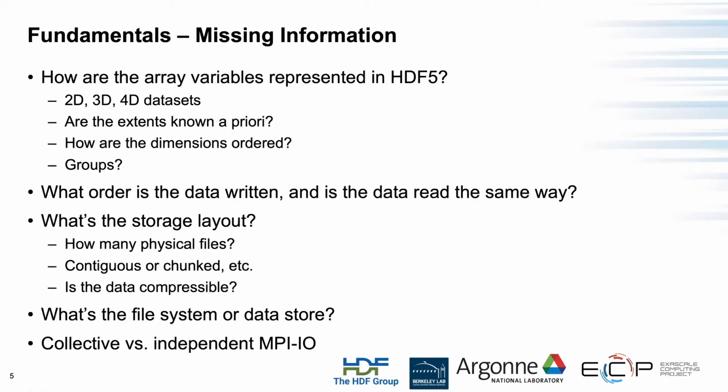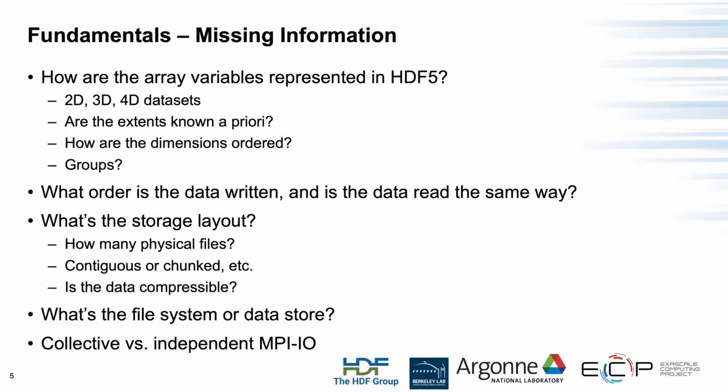But unfortunately, there's some missing information. The first is, how do we represent these 2D arrays in the HDF5 file itself? Do we represent them as 2D arrays, 3D arrays, 4D data sets? And do we know the extents of these data sets a priori? How many dimensions, and in what order? And do we want to put them in groups? And what order is the data written? Do we want to write them one after the other for these variables, or do we want to interleave the arrays, which I'll show later?